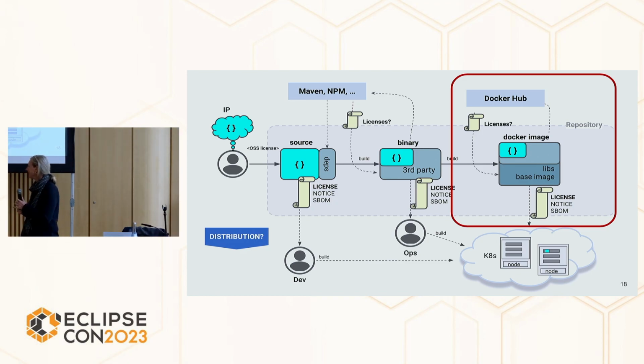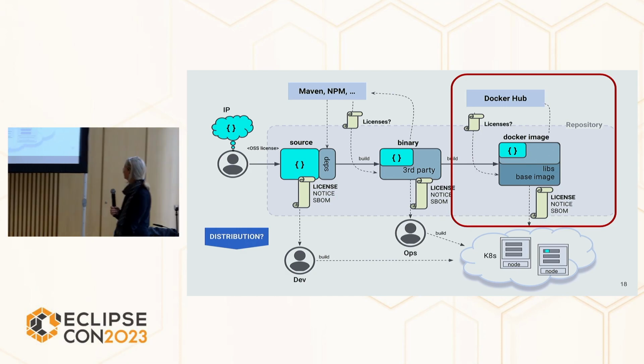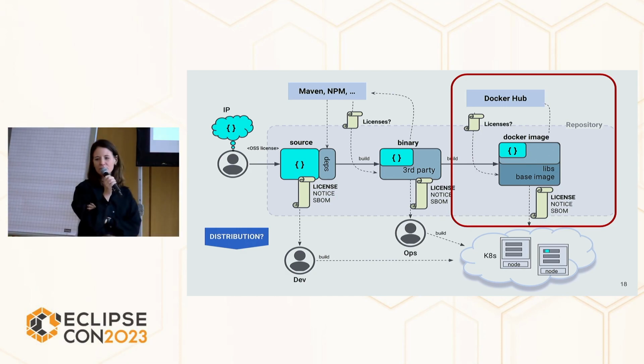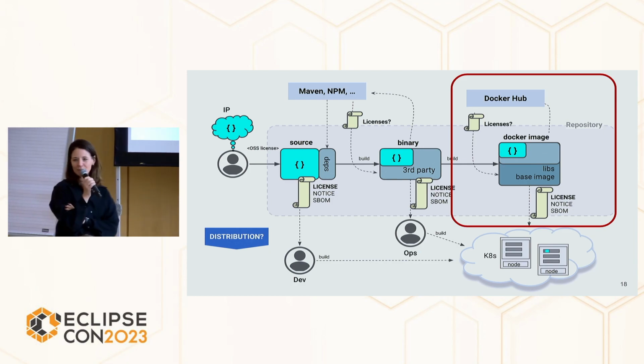You have a whole bunch of software that you probably do not know what's in there when you use Docker containers. And when you deploy them, distribute them, you have to know what's in them, which means you have to scan them through all layers. So you have to know all licenses.